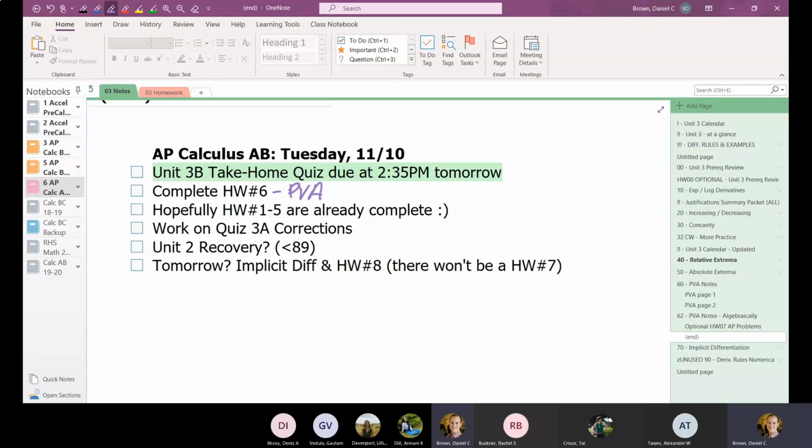Tomorrow, we will start implicit differentiation, and I will assign homework number 8. There was a homework 7, but I took it out just because I think everyone has a pretty busy 2 weeks coming up. If you do want to do homework 7, just consider it some extra practice with PBA, and I shared it with you in your notes underneath those problems that we just did. There are some old AP questions, and you can find the answers just by Googling the year and calculation. So that's what I want you working on today.